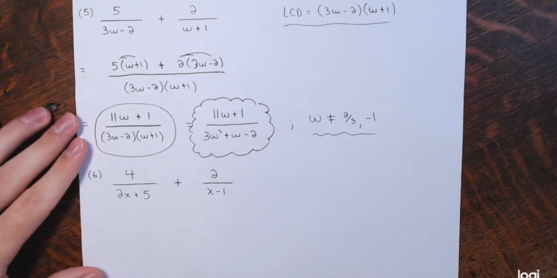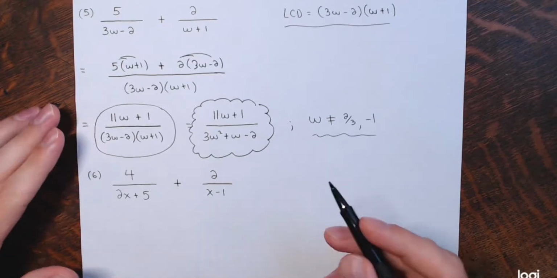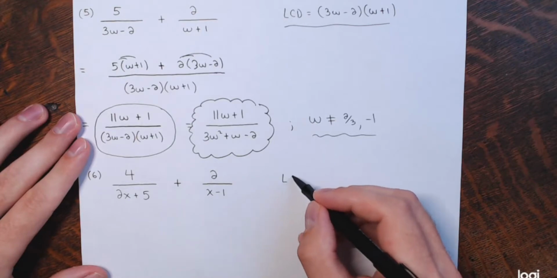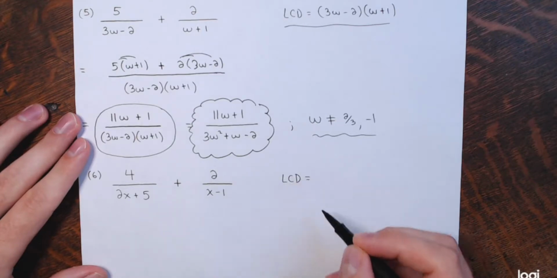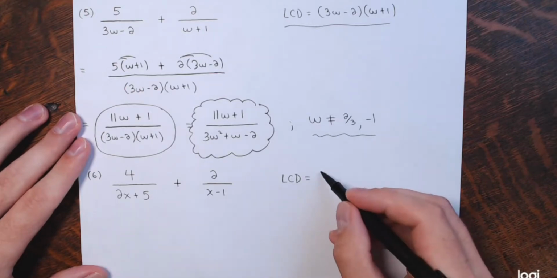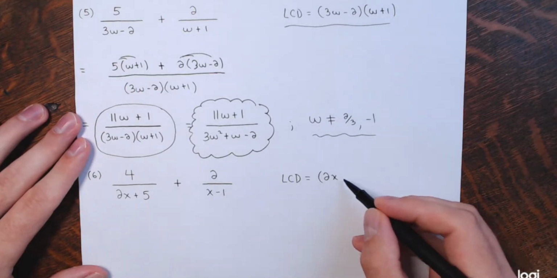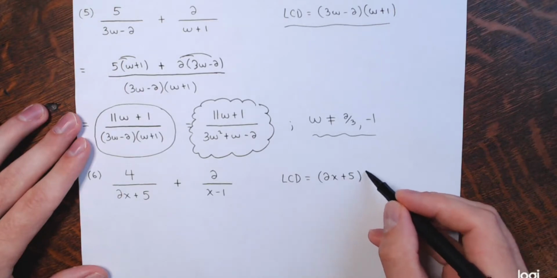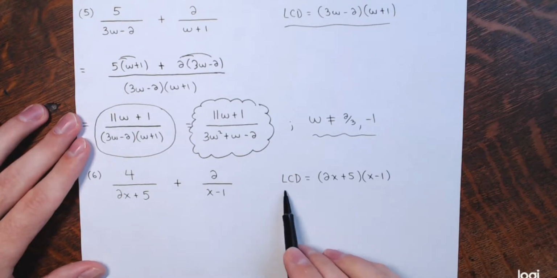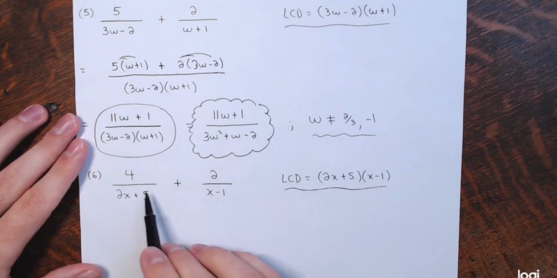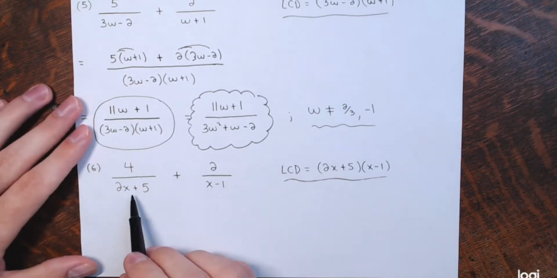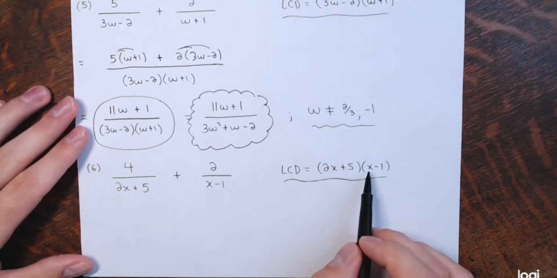Okay. So again, example 6, same deal. Both denominators are already completely factored. So I should be able to state the LCD, the least common denominator, right now. They're different factors to the first power, so those are just going to be the factors of the LCD. The LCD is going to be 2x plus 5 times x minus 1. And this is what I'm going to transform both these into. I'm going to write both of these as a fraction with this denominator.